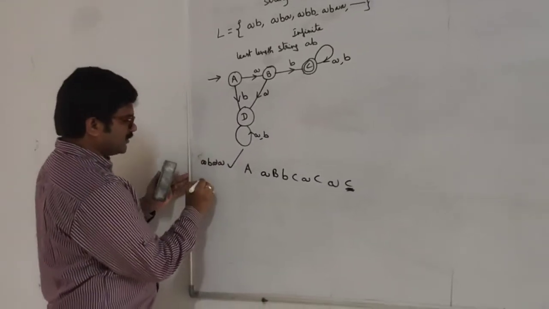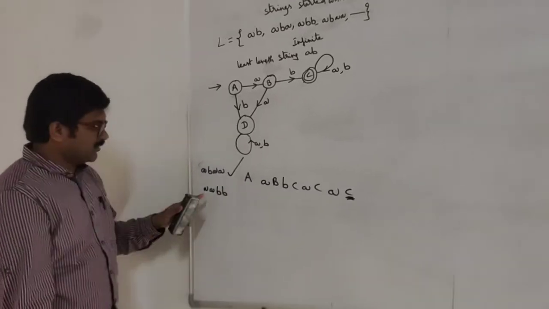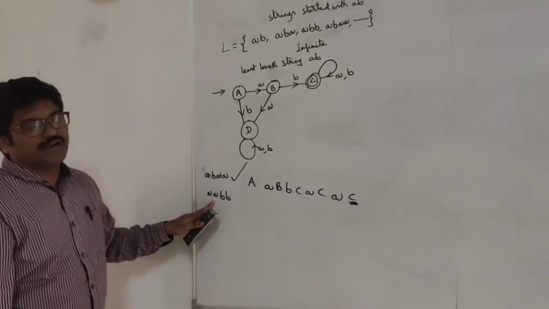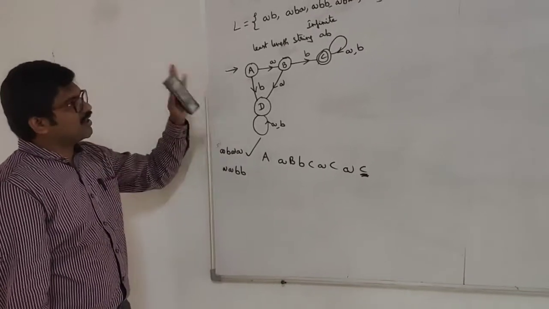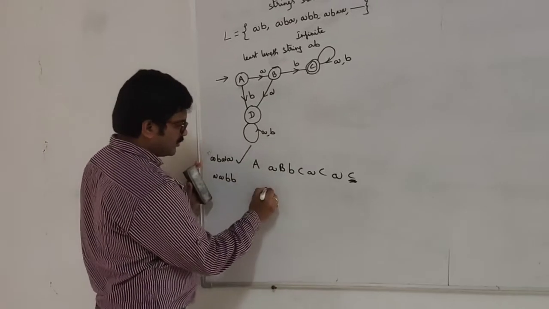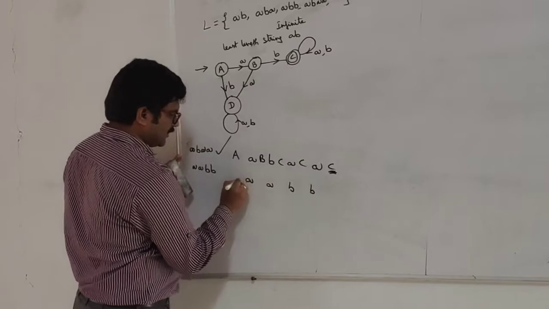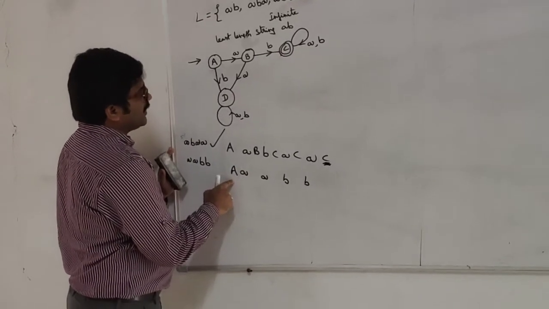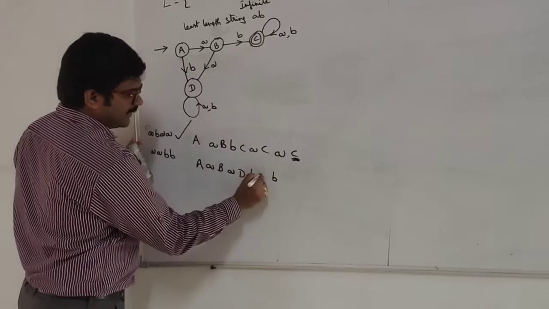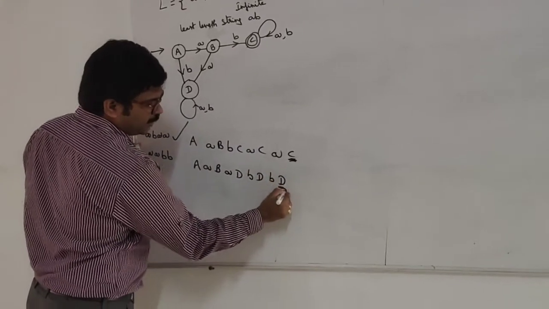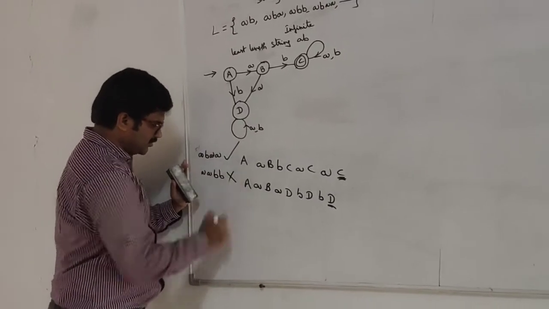Now I am taking a string which is not available in the language. I am taking AAB. So this string is not available in the language. Just look at it, because my strings always start with AB only, but here it starts with AA. So it is not at all available. Now try to check it here. Write the same pattern. The string starts with A. Again A, A means B. Then B, A means D. Then D on B is D, and D on B is D. Finally you got a state D which is not final. Therefore definitely the DFA should reject this.